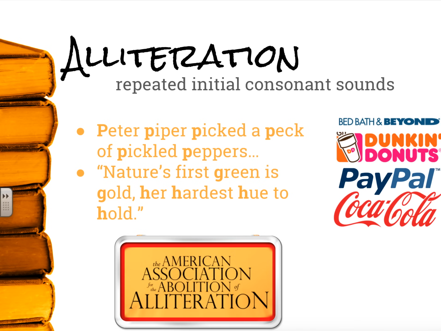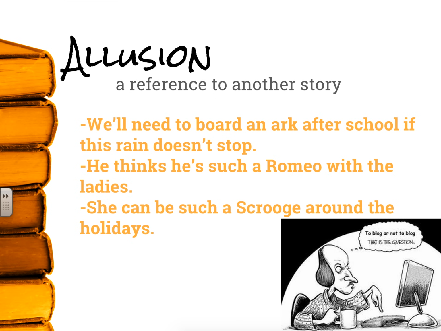And this one I found ironic, the American Association for the Abolition of Alliteration. So not only is it funny that they're trying to get rid of alliteration and they're almost using it, but they're using something that some people would say doesn't count as alliteration because they're using repeated vowel sounds instead of repeated consonant sounds. Up next we have allusions.